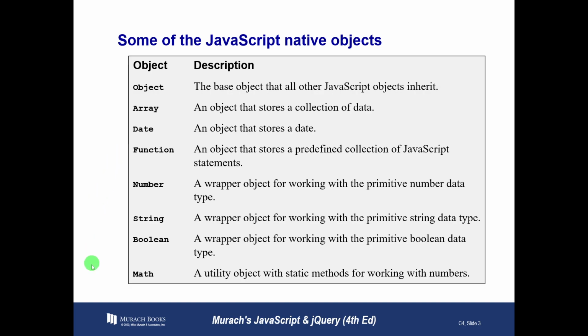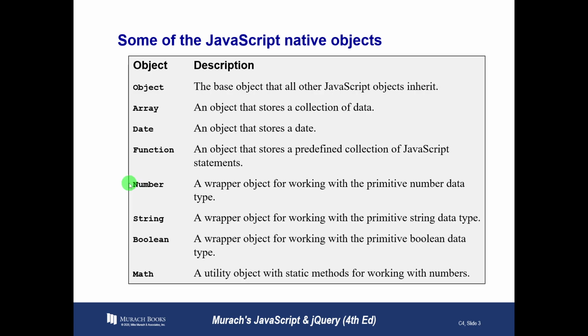Now I want to skip down here to math. The math object is a utility object. It has a bunch of static methods provided to us when we're working with numbers. We can make use of the math utility object when we want to do things like take trigonometric functions or square roots or things like that. We can get that from the math object. And then these three that I skipped over for a second were the number object, the string object, and the Boolean object.